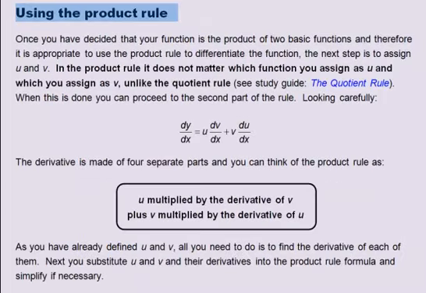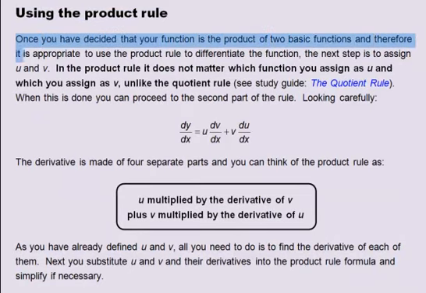Using the product rule. Once you have decided that your function is the product of two basic functions, and therefore it is appropriate to use the product rule to differentiate the function, the next step is to assign u and v.